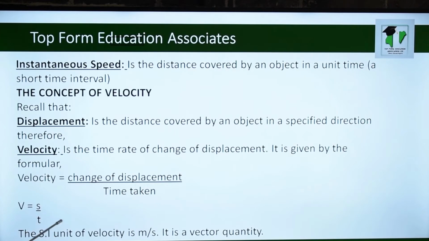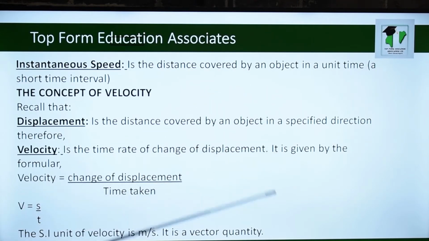So for that reason, we'll have it also that the SI unit of displacement is meter, SI unit of time is what? Second. For that reason, the SI unit of velocity is meter per second. But in this one, it is a vector quantity. Speed, we said, is a scalar quantity. It doesn't have direction. But now in velocity, it is a vector quantity because the direction is specified.